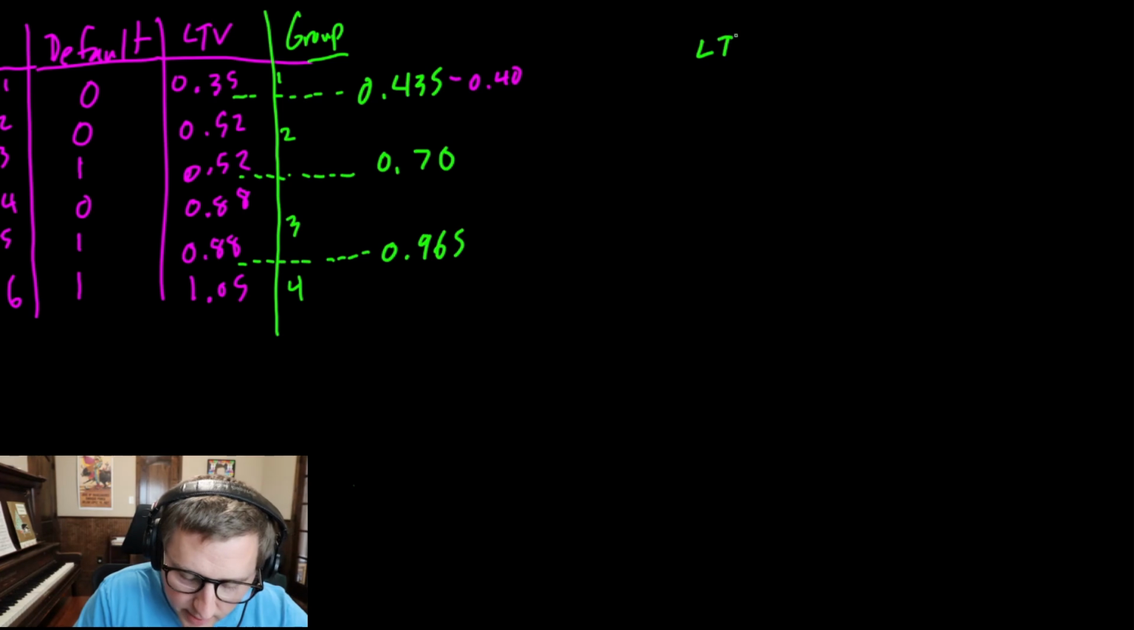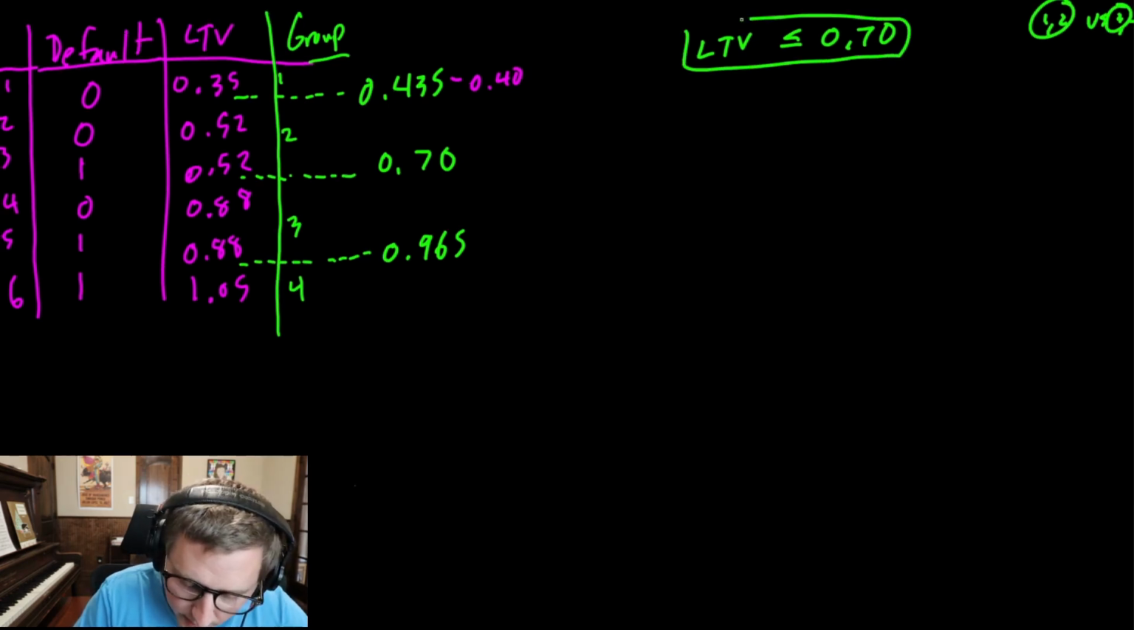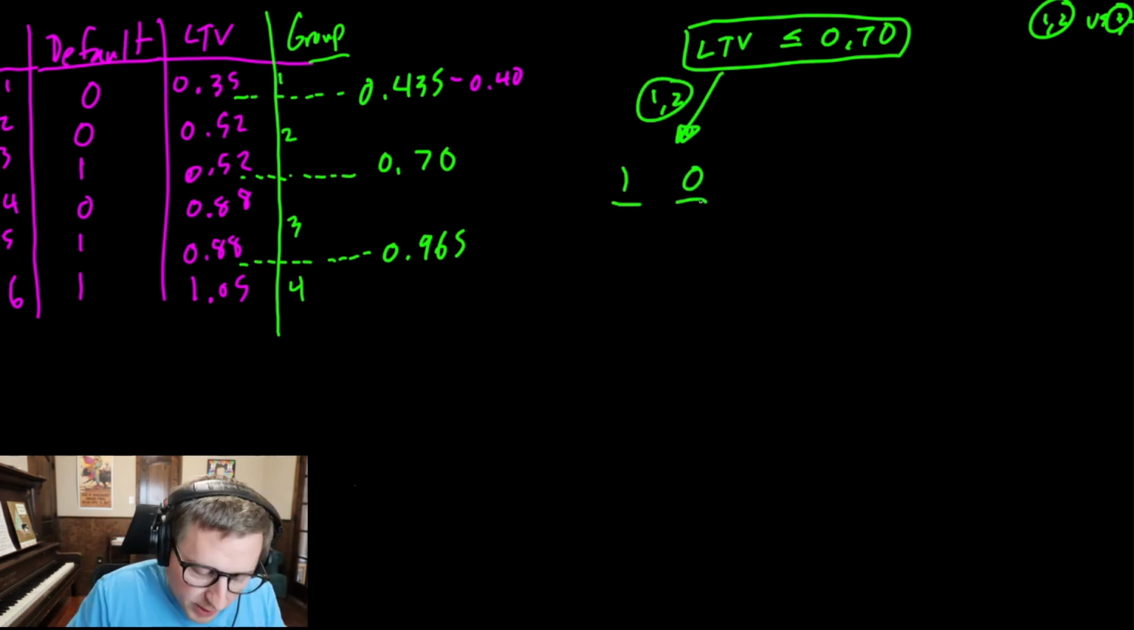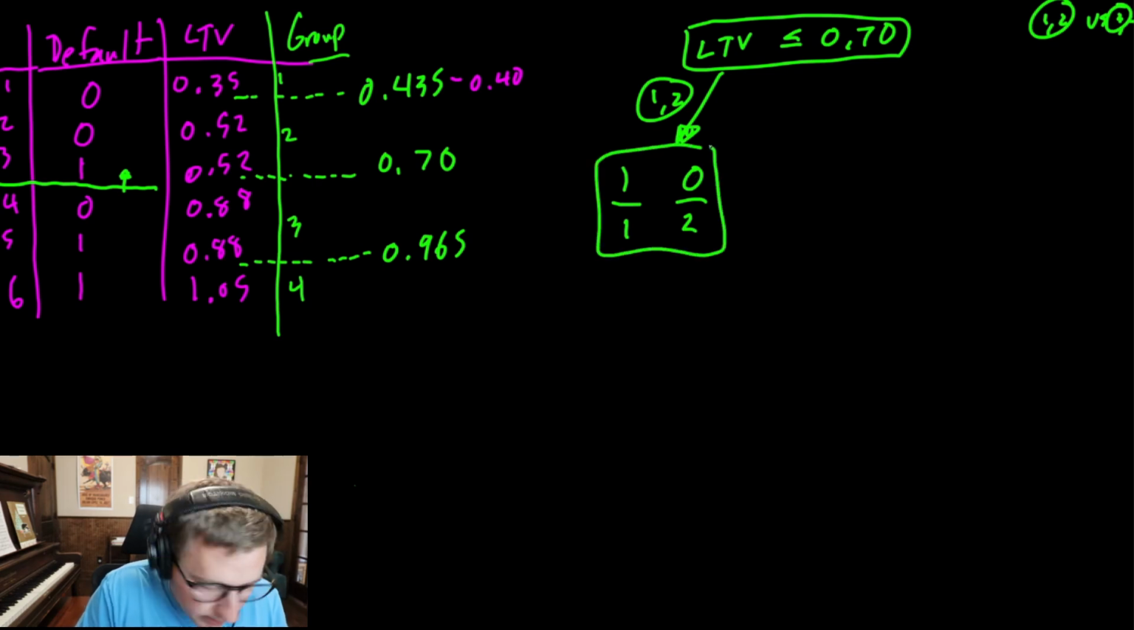Okay, so next we're going to test LTV less than or equal to 0.70. So this is the second split where you have groups 1 and 2 versus groups 3 and 4. And so we're going to calculate this one out. So this is 1 and 2. And again, we're going to have 1 and 0. And so again, we look in 1 and 2, how many ones do we have? In this side, we have 1. How many zeros? We have 2. So we'll put a box around that.